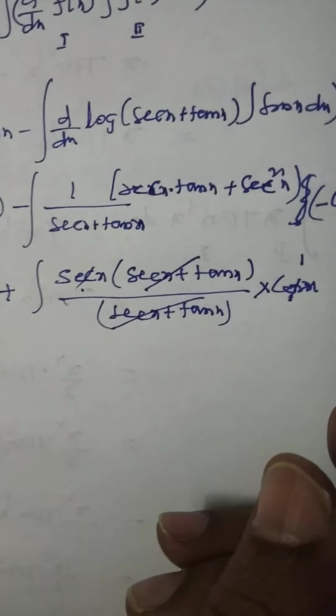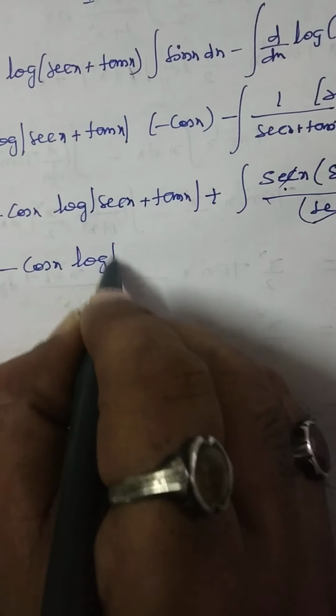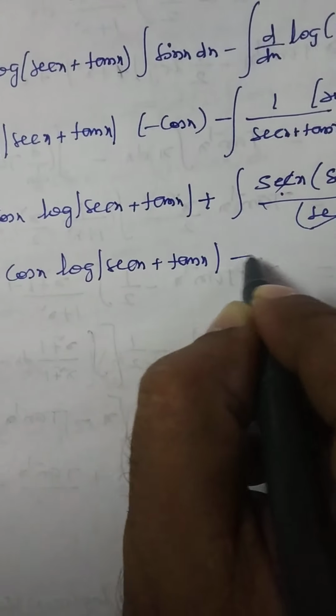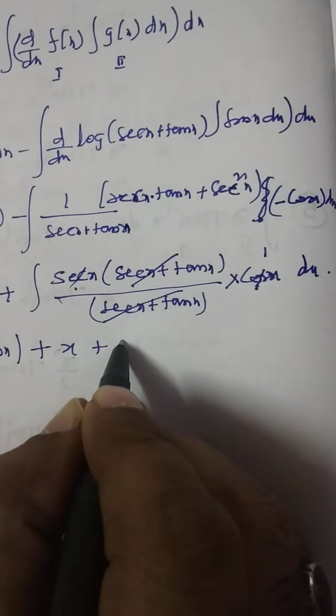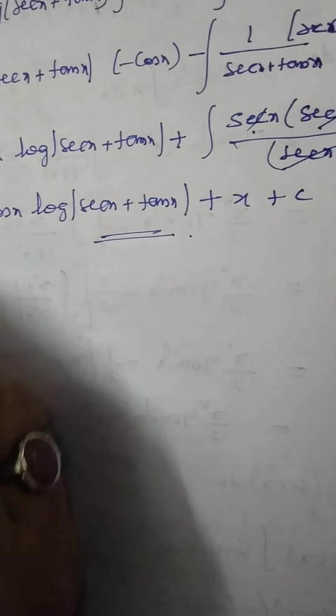So integration of 1 dx is x we will get. So minus cos x into log of secant x plus tan x, plus here integration of 1 dx is simply x, plus c. Okay, this is the conclusion.